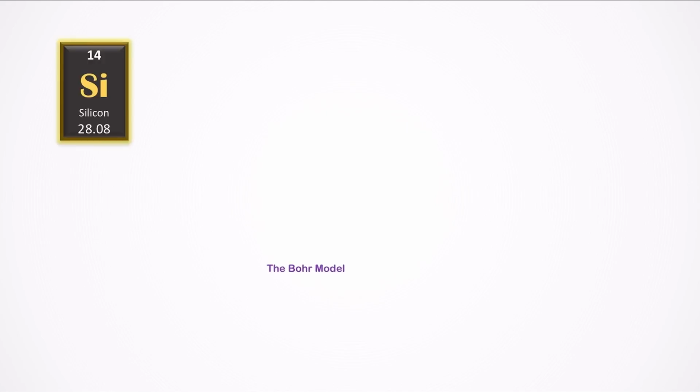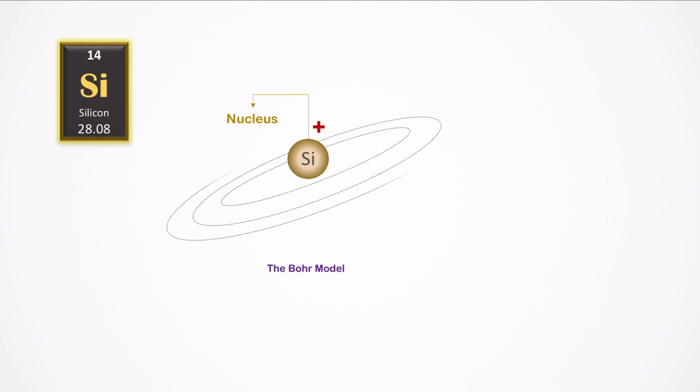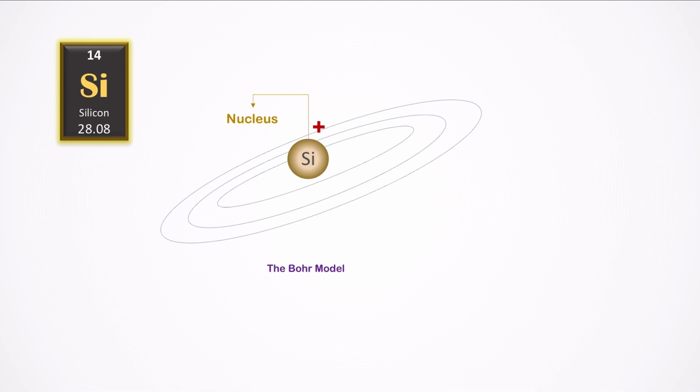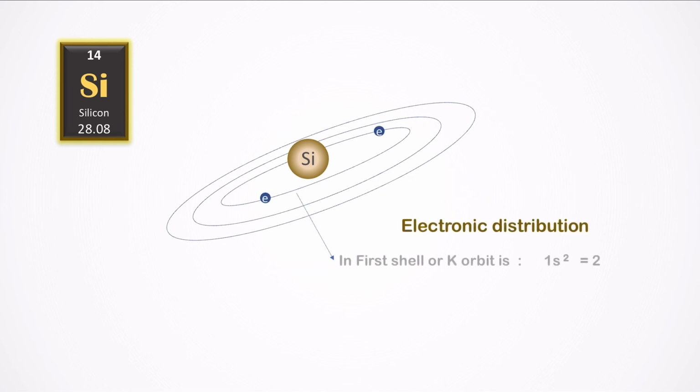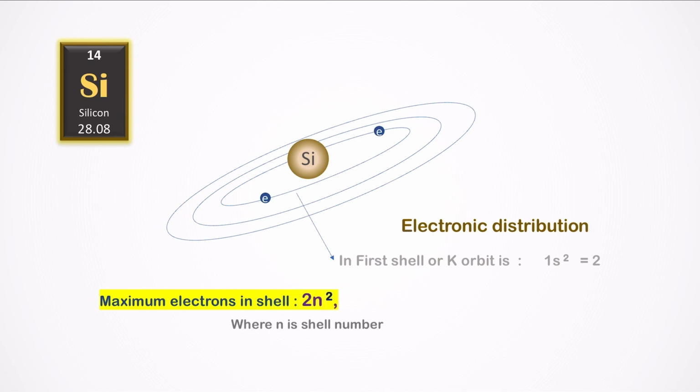Let's look into the Bohr model of silicon atom. Silicon nucleus is positively charged and the negatively charged electrons revolve around it. Electron configuration shows that the electron distribution is in 3 orbits around the nucleus, which are called shells. The outermost shell is known as valence shell. The maximum number of electrons in a particular shell can be calculated by the formula 2n square, where n is equal to the number of shell.